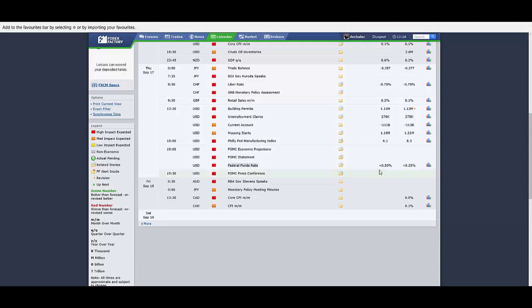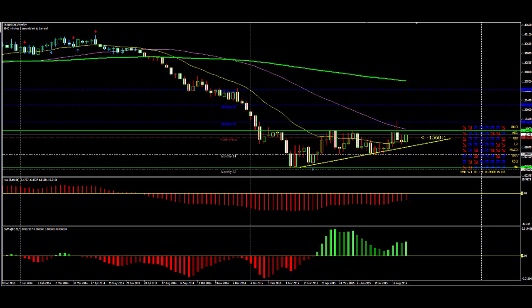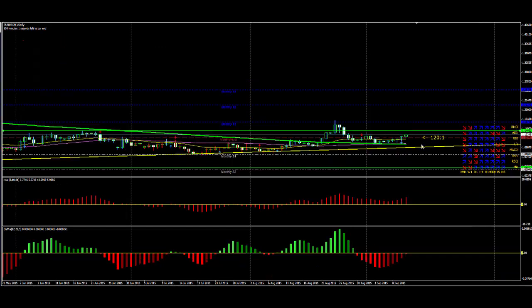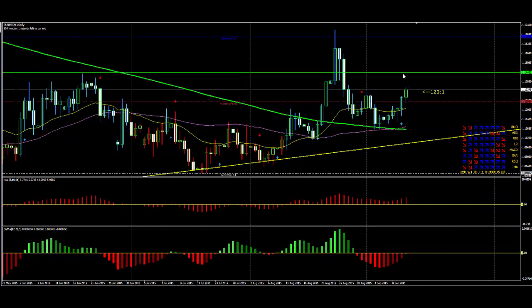Very, very important, because if that does come out as expected, we could see some further positive data coming, or movement coming into the market for the US dollar, which will then have an impact on any currencies that we're trading against. So looking at the daily now, you can see that we've seen a lot of volatility creeping into the market over the last couple of weeks.